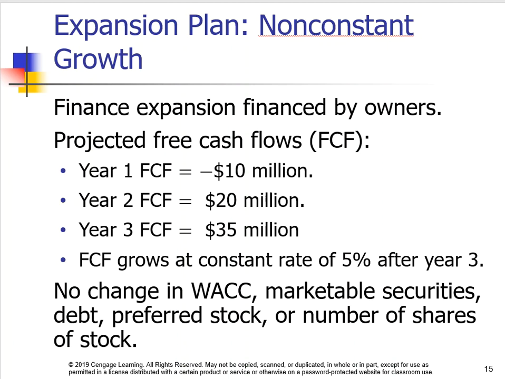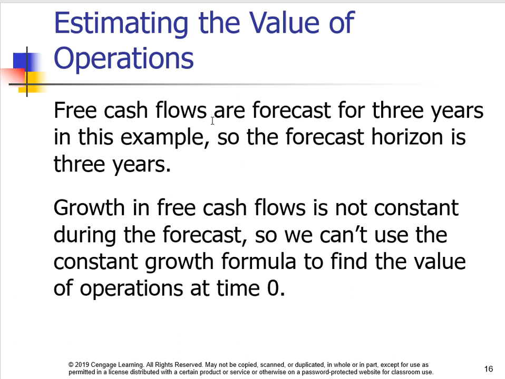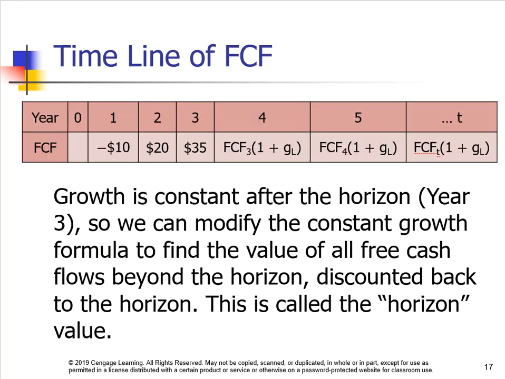Okay, so we forecast the free cash flows out for as long as we have non-constant growth. As soon as you can see constant growth, you calculate a horizon value at that point in time, and then you add the cash flows together in that year and discount them all back to time 0. So here are our cash flows, years 1, 2, 3, and then year 4 is this times 1 plus 5%. Cash flow 5 is cash flow 4 times 1 plus 5%, and so forth.